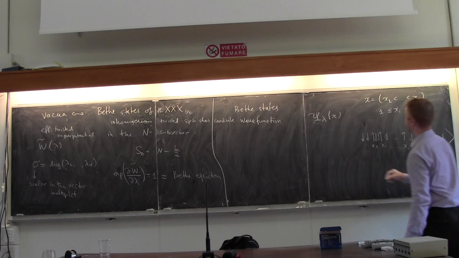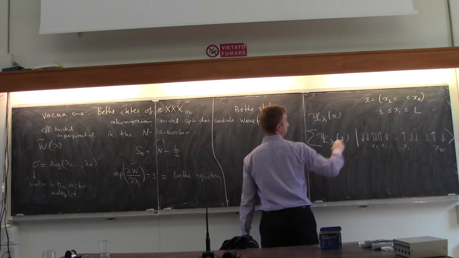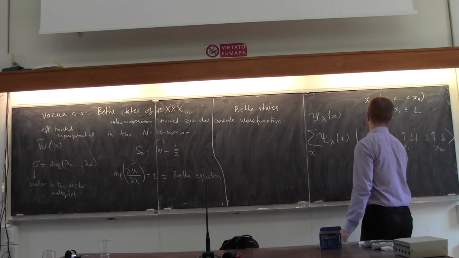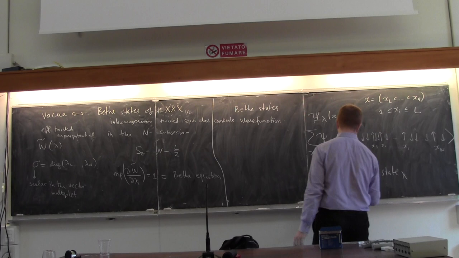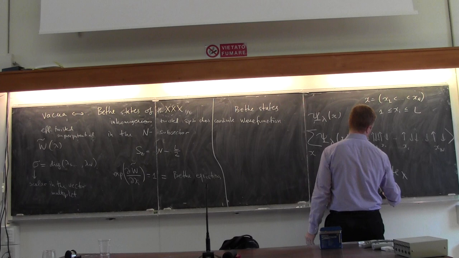You multiply by the basis state and then you sum over all possible configurations. That gives you the Bethe state, which corresponds to the collection of Bethe roots lambda. Now, of course, in the algebraic Bethe ansatz approach, this Bethe state is written as a product of some creation operators on the vacuum state.